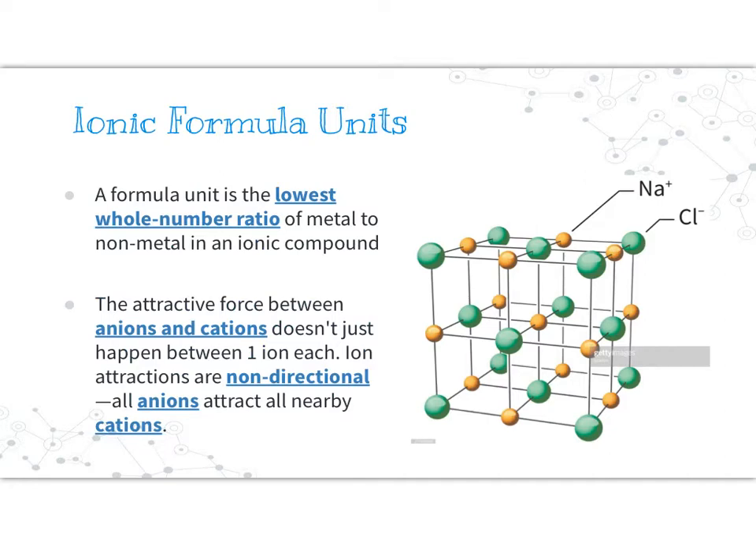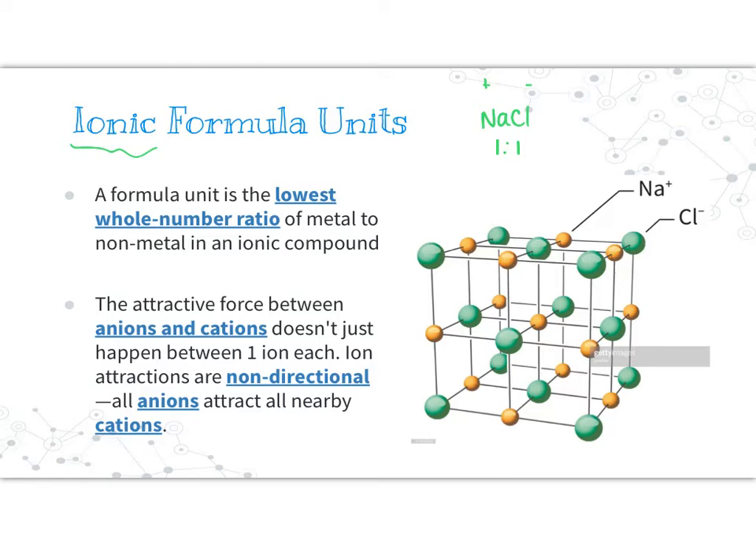We're going to start with looking at the properties of ionic formulas. So a formula unit for an ionic compound is the lowest whole number ratio of a metal to a nonmetal in an ionic compound. So for instance, we're looking at sodium chloride here. We know that we write the formula for sodium chloride as having 1 sodium and 1 chlorine because sodium has a 1 plus charge and chlorine has a 1 negative charge. So to balance it, we just need equal numbers. And that's what we're representing in the ionic structure.